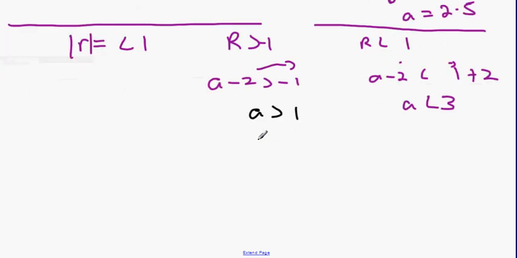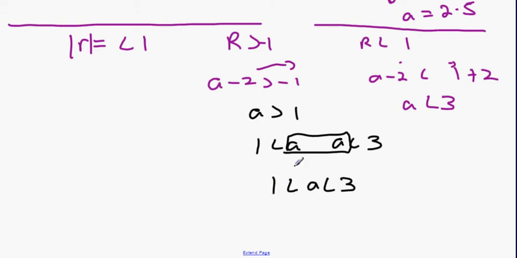This can also be written as 1 is less than a. We know that a is less than 3. Then you can join the two of them to make the one inequality of 1 less than a less than 3. Any numbers between 1 and 3.